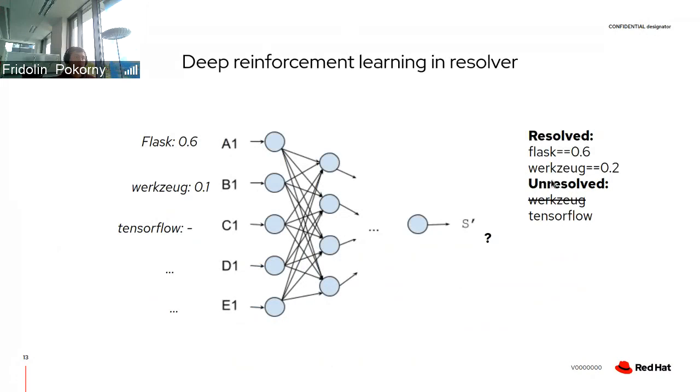As you can see, we also have TensorFlow as an unresolved dependency, and it is basically the same thing. As an input we provide Flask in 0.6, and we are asking, if we add TensorFlow in version 2.3, what will be the predicted cumulative reward.